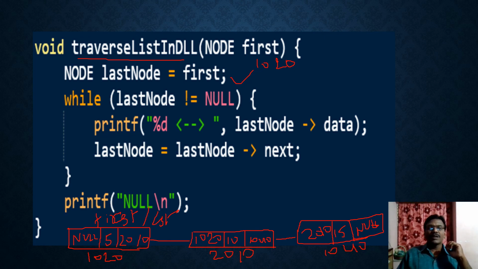Now, while last node is not equal to null, at present the last is representing 1020. Now the condition is true. Now print percentage d last node data. The last node data is 5. It simply prints the 5 and executes last node equal to last node next. The last node is representing 1020, that is next is 2010. Now it is not the last node. It is representing the last.